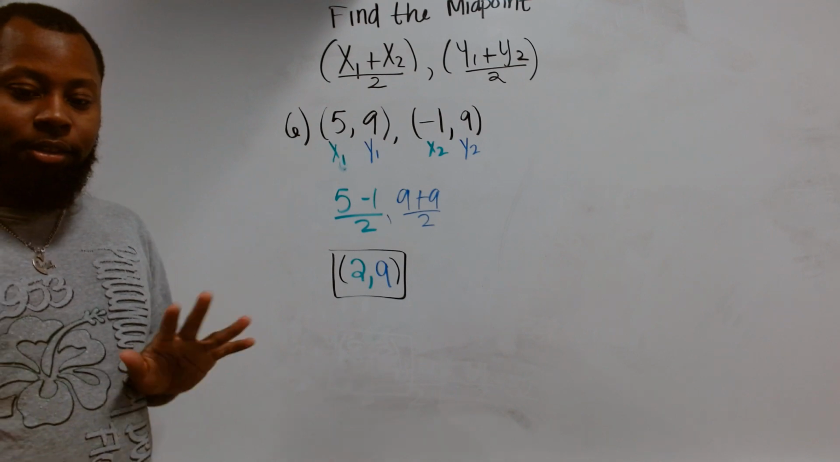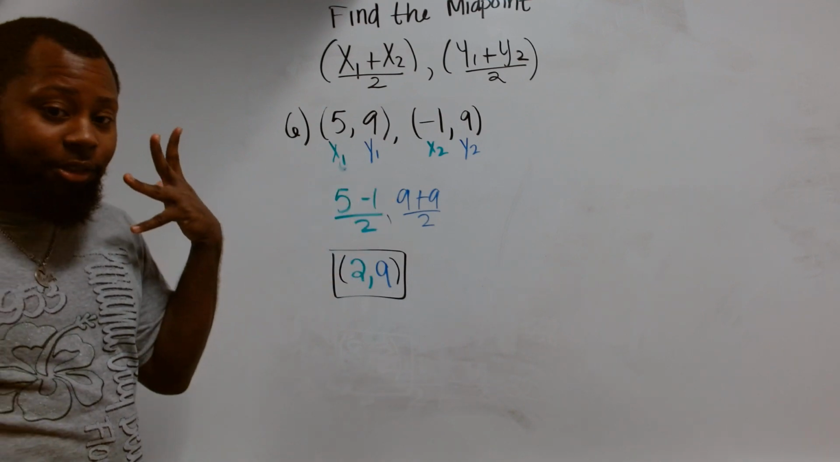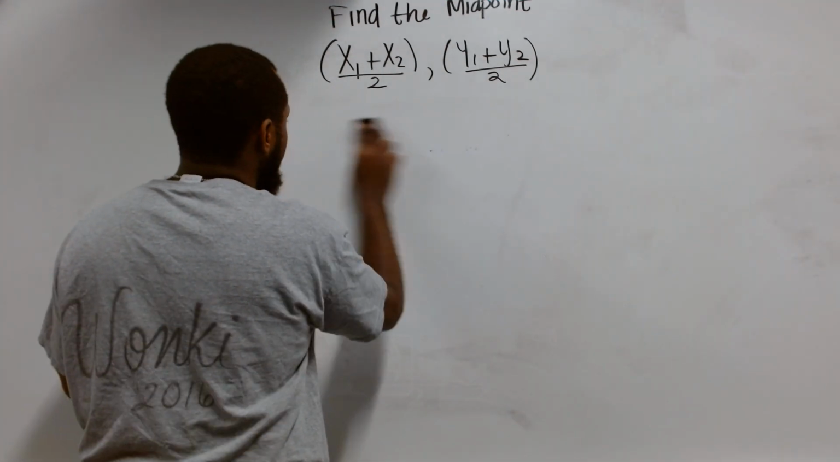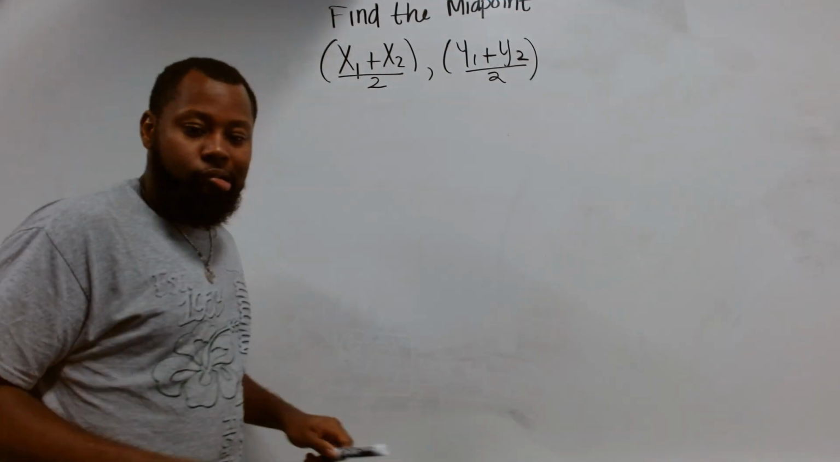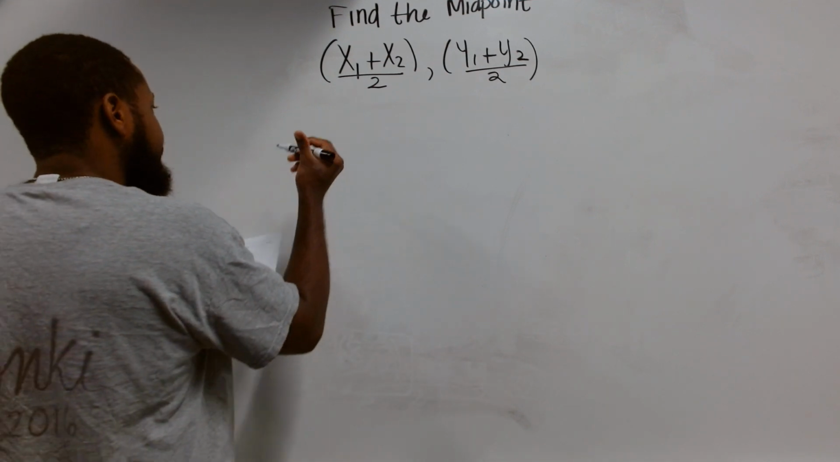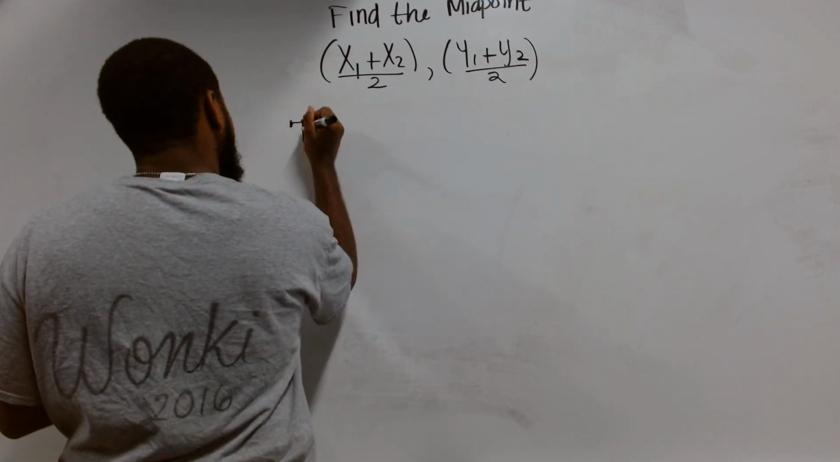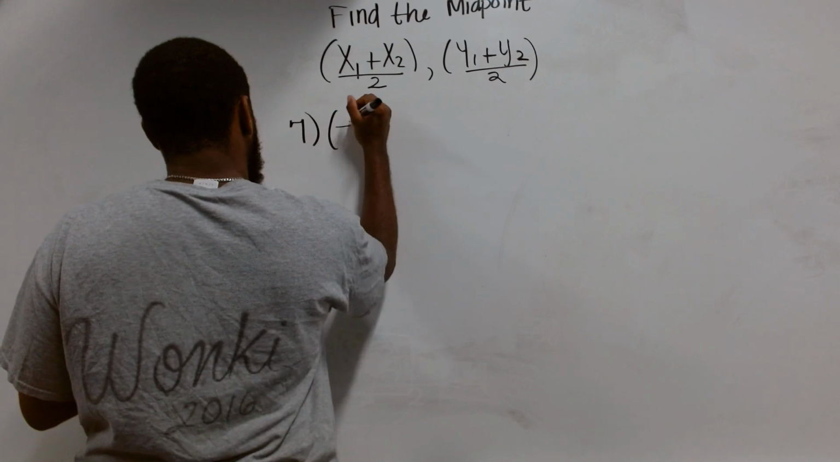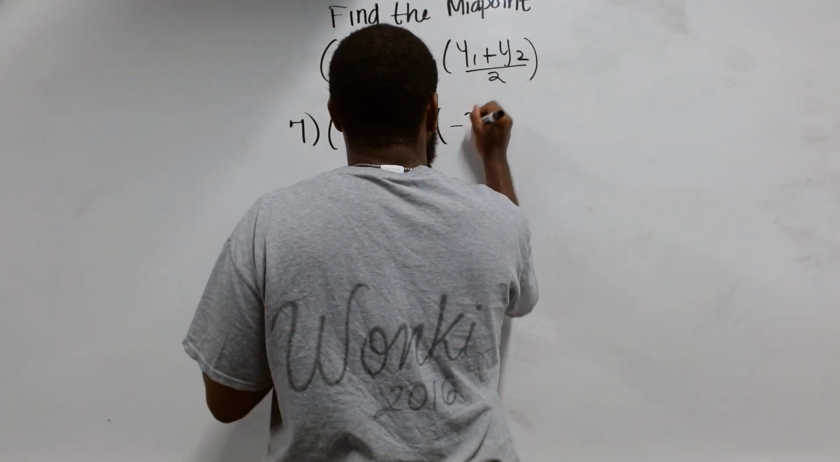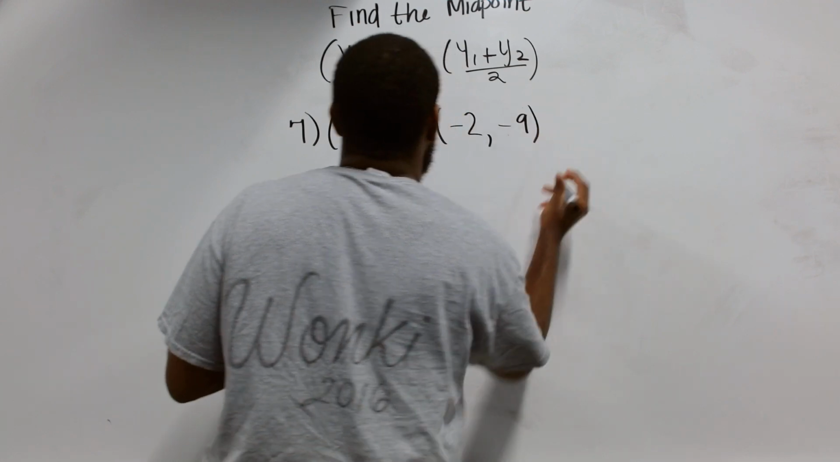Okay, so on to our last question. Question 7. We have negative 7, 8, and we have negative 2, negative 9.